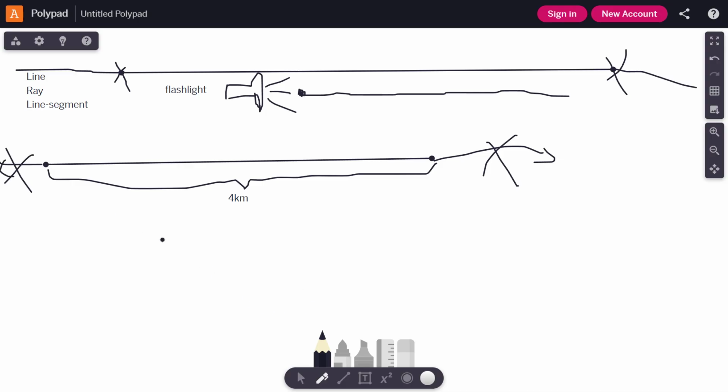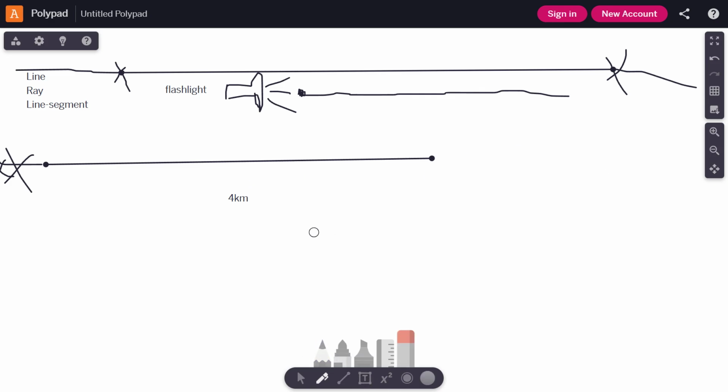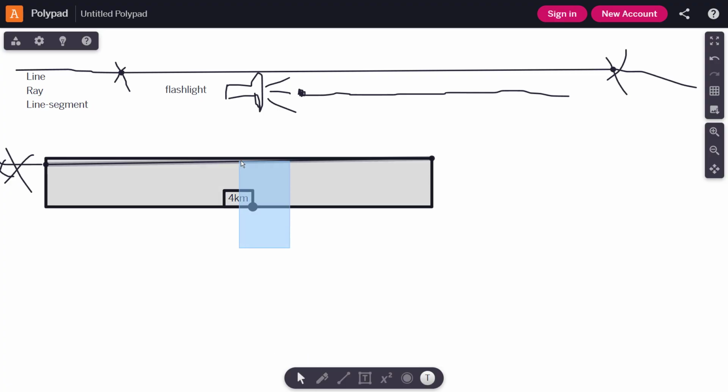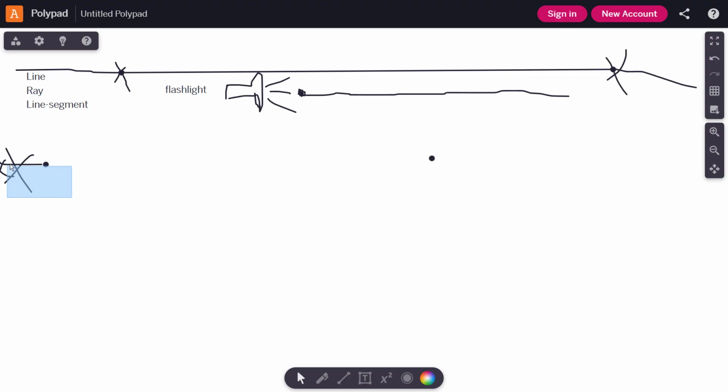So a line segment always has a precise measure, like the length, I should say, yeah, length.